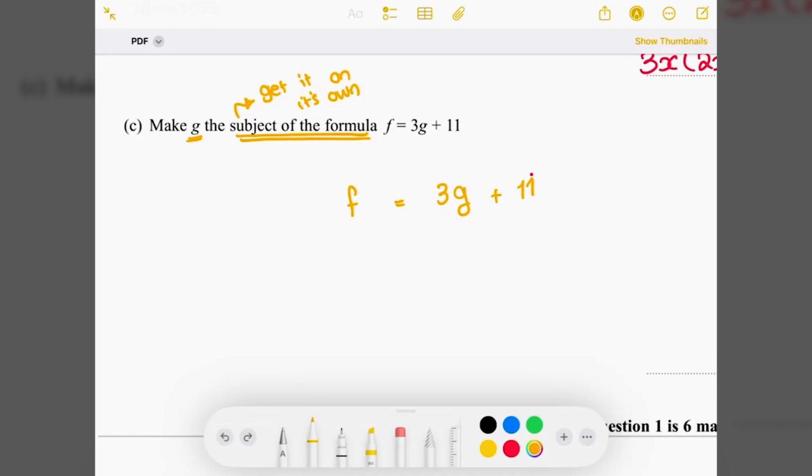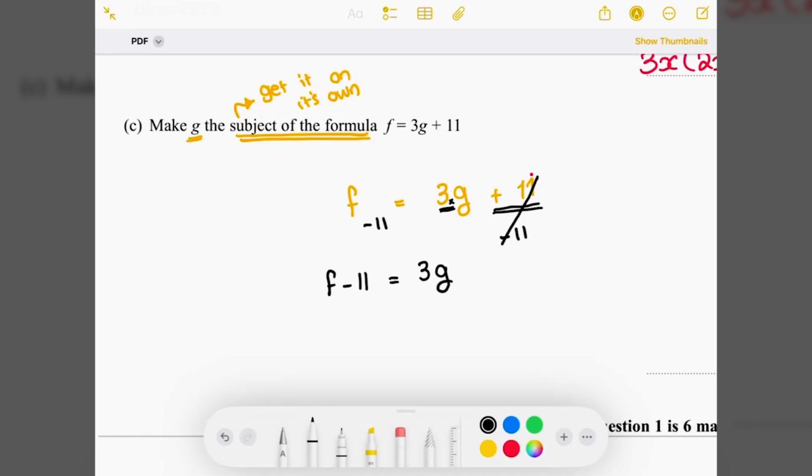So I want to get G on its own. What are the two things that I need to get rid of? I need to get rid of the plus 11, and I need to get rid of the times 3. So which one do I get rid of first? The one that's furthest away from G is the one that I start off with first. So the opposite of plus 11 is negative 11, and I do that to both sides. So these two cancel out. 11 minus 11 is 0, and I end up with F minus 11 equals 3G.